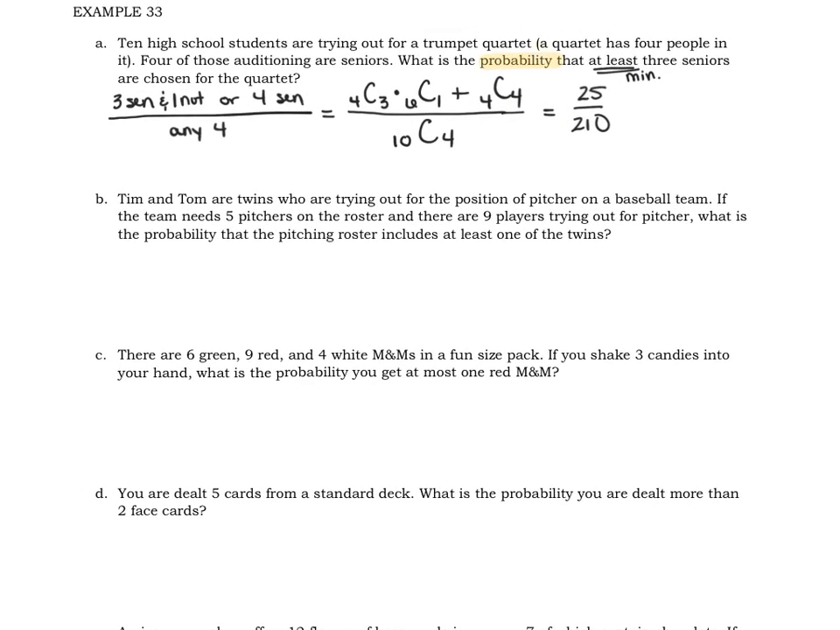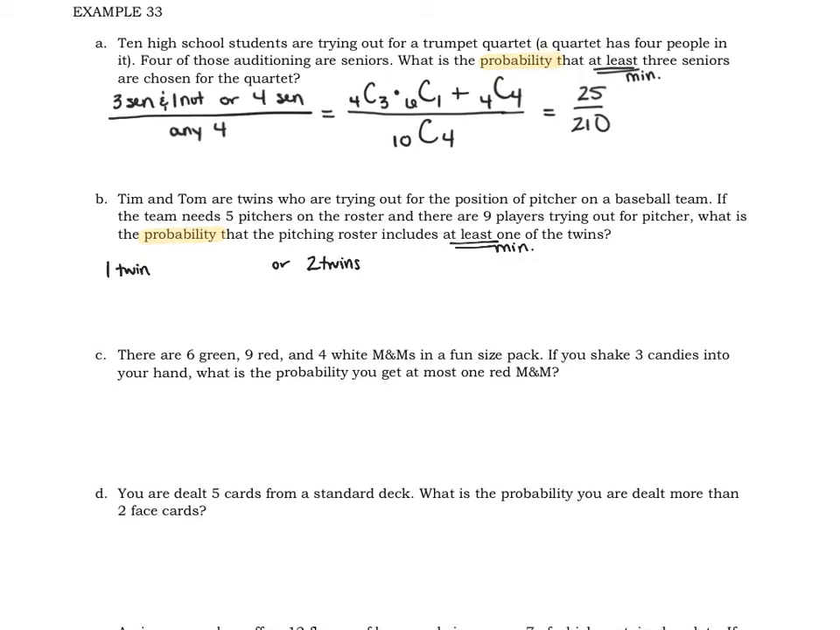All right, so moving on to a similar question. So Tim and Tom are twins trying out for pitcher on a baseball team. They need 5 pitchers on the roster, and there's 9 people trying out to be the pitcher. What is, again, the probability that the pitching roster includes at least 1 of the twins? So again, we've got that at least a minimum of 1 of the twins. So what would that look like? That would mean you would have 1 of the twins, or potentially you would have both twins on the pitching roster.